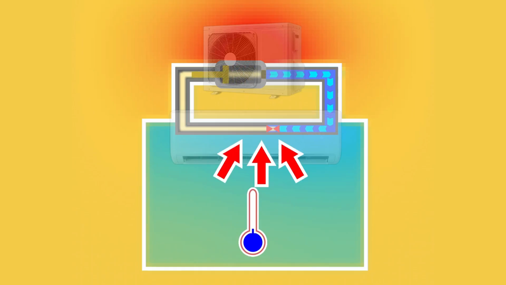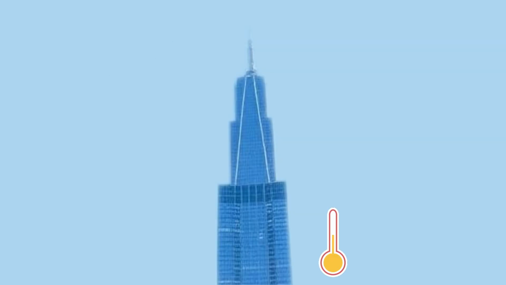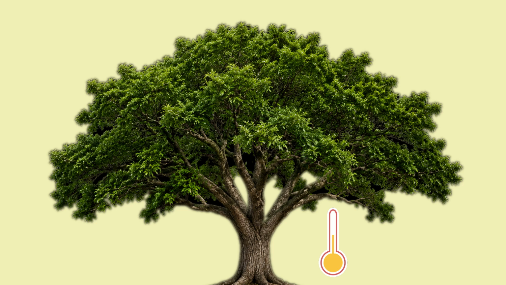Now you know that air conditioners cool rooms using a liquid that transitions to a gas. But did you know that this cooling process also exists in nature? You've probably noticed that the shade of a tree feels far cooler than the shade of a building. This isn't just an illusion. Trees actually cool their surroundings by the evaporation of water.